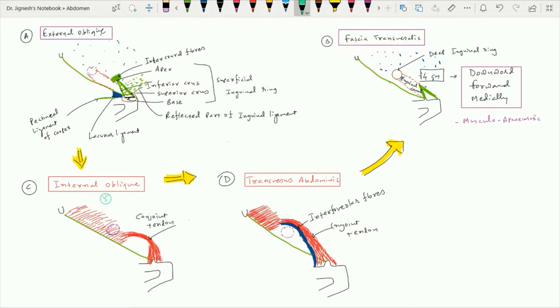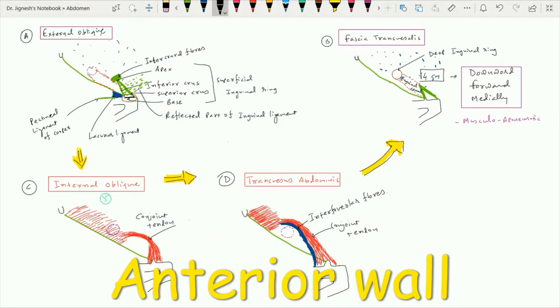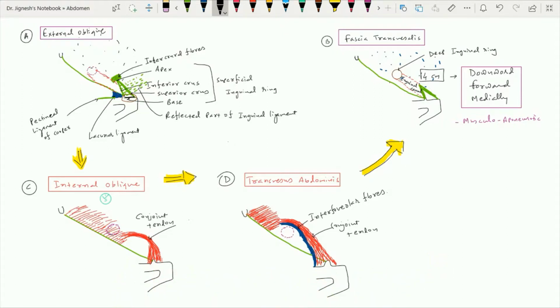So after having this much information, let's see the boundaries of the inguinal canal. We will see the anterior boundary of the inguinal canal first. Here we are going to trace the anterior boundary within all four figures. When we see the anterior boundary of the inguinal canal, we can say that anteriorly there are skin, superficial fascia, as well as the external oblique aponeurosis.